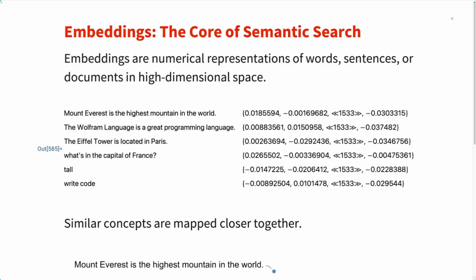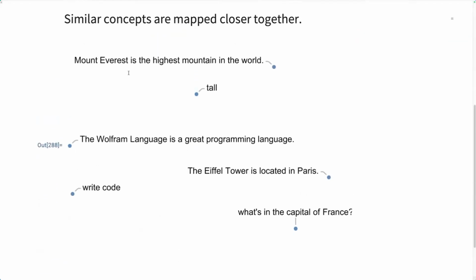And here, for example, I added our 3 documents from before, Mount Everest, Wolfram Language, Eiffel Tower, and then added some sample queries so we can see how they would fare in this embedding space. So what's the capital of France, tall, and write code. Now, if we take these embeddings and we use something like dimensionality reduction to plot them in 2D, we can see something like this. For example, this is completely arbitrary, but gives an idea. This is real dimensionality reduced embeddings, but the full picture is always more complex, unfortunately.